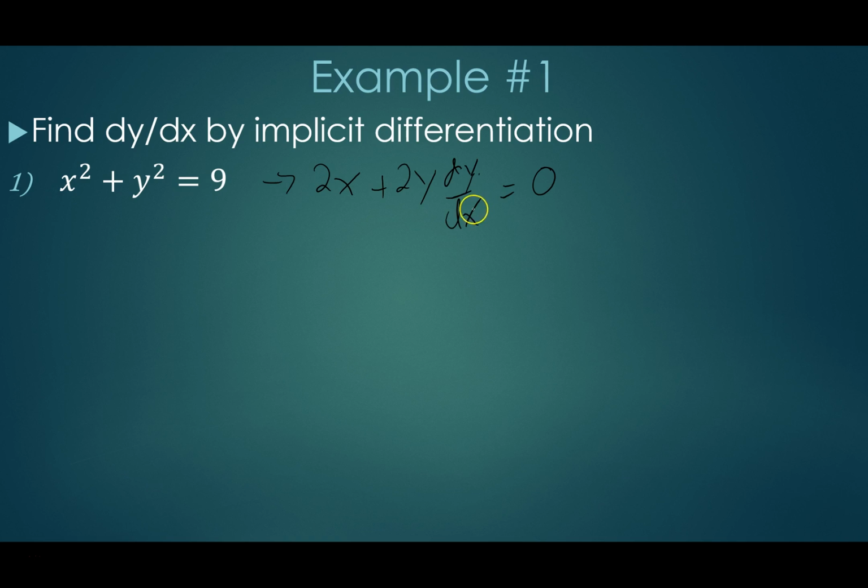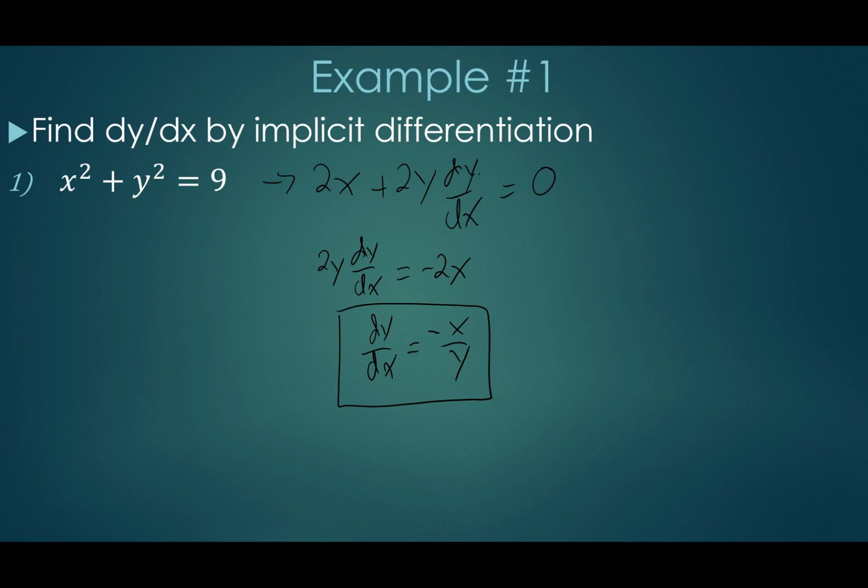So if I want to solve for dy/dx, I must subtract 2x over. So I have 2y dy/dx equals negative 2x. And then to solve for dy/dx, I must divide both sides by 2y. The 2's will cancel, leaving just negative x over y. And that's the value of dy/dx. That's how I'm solving by implicit differentiation.